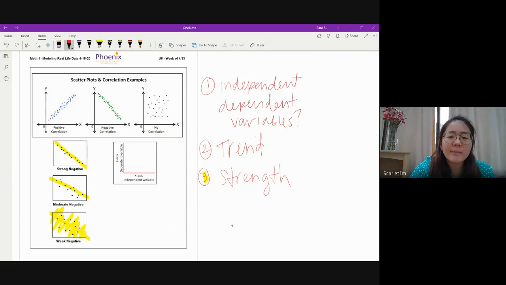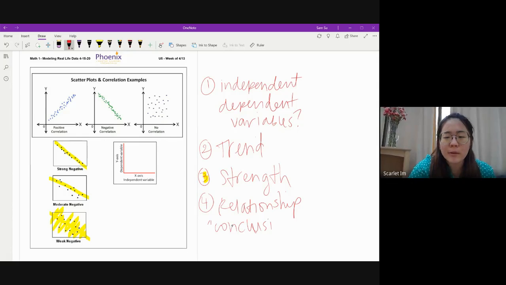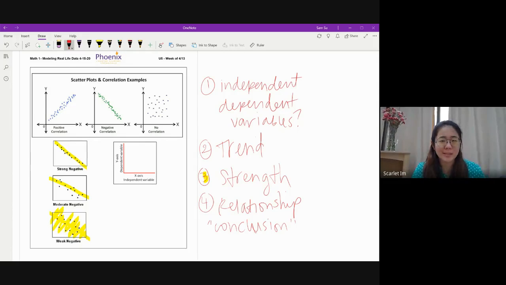And finally, when I ask for the relationship, I'm basically asking for what's the point? What's the final conclusion, right? And I'll talk more about this on the next page when I go over the practice problem. But these 4 things are really important features of a scatter plot, and I want you to address all 4 when you are describing it. The more detail, the better.